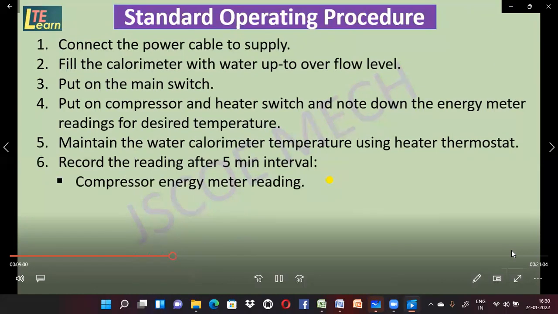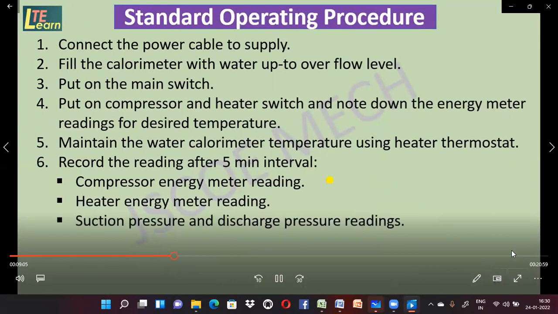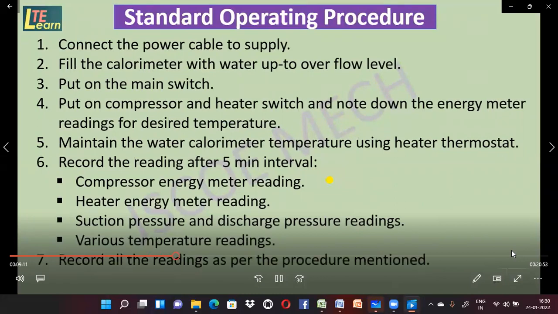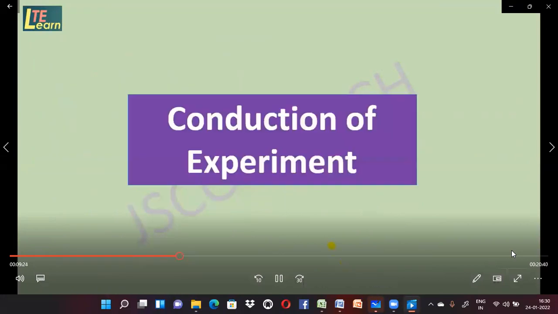So here compressor energy meter reading, heater energy meter reading, suction pressure and discharge pressure readings, various temperature readings are to be recorded as per the procedure mentioned, and finally plot the vapor compression cycle on the pH chart. Now let us go to the conduction of experiment.